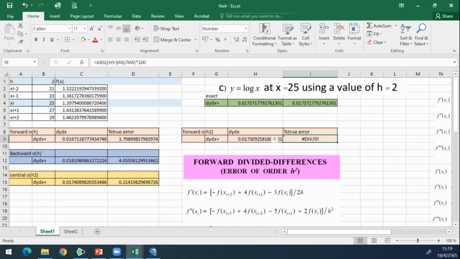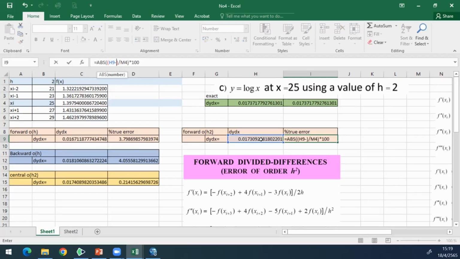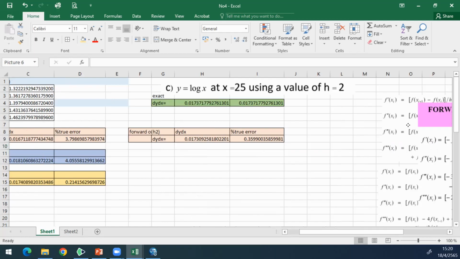So it should be this value, right? Minus this one. Okay, divided by this one. Okay. Sorry. The error is reduced to 0.3599%.